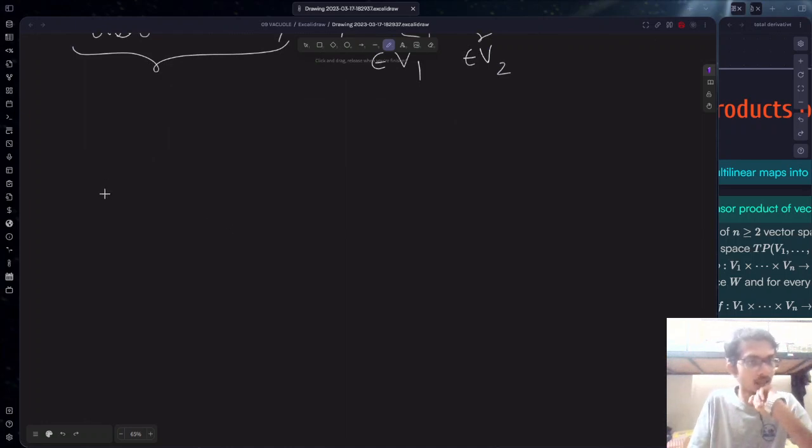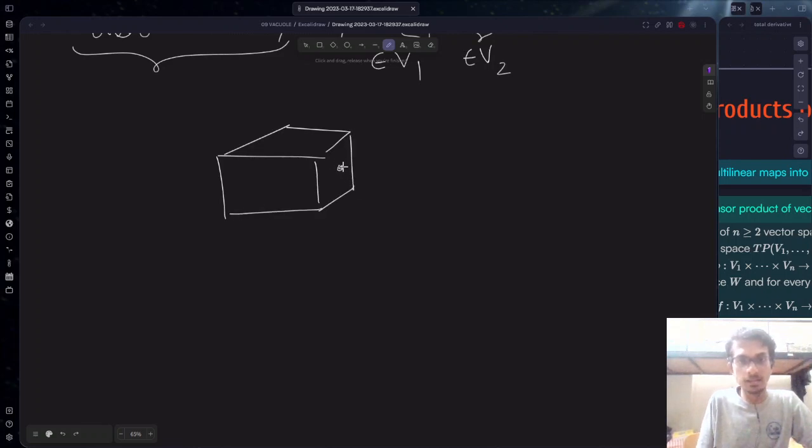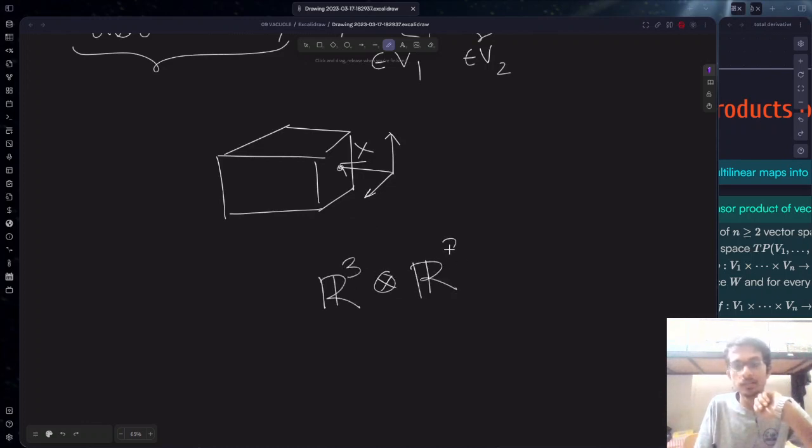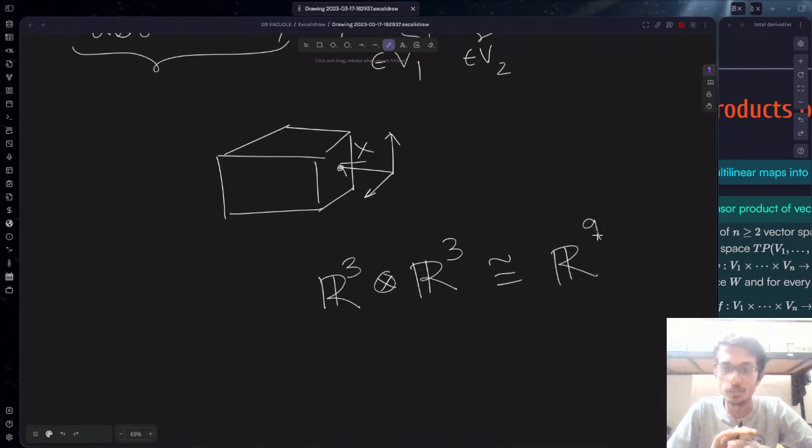If I want a tensor which would take this form, say I have a box and I'm putting force on the x face, and I can put the force in 3 directions. So I have 9 components. I will take a vector space of this form. It will take 2 vectors, and this would be isomorphic to R^9 in the vector space definition, maybe not in a proper way, but the dimensions will multiply.